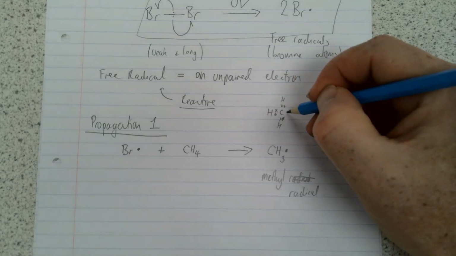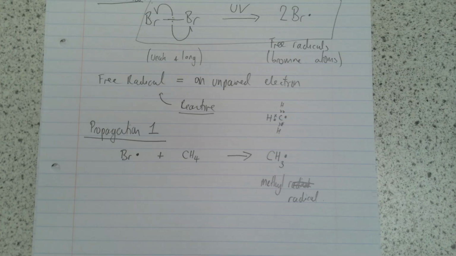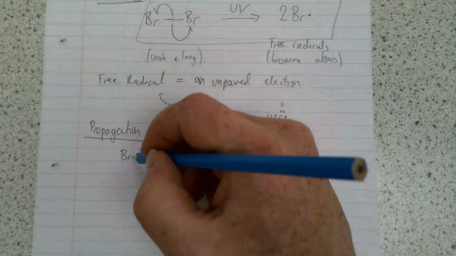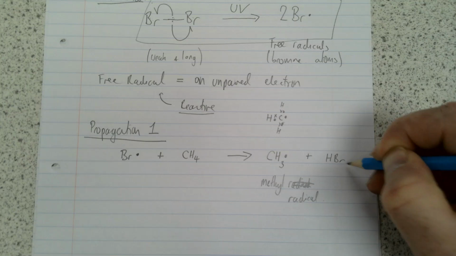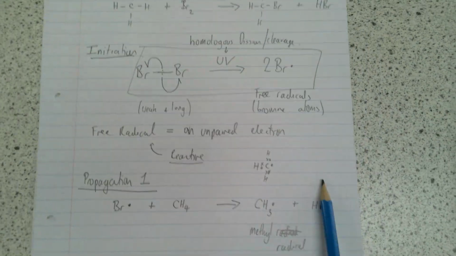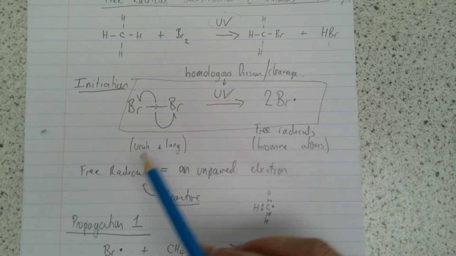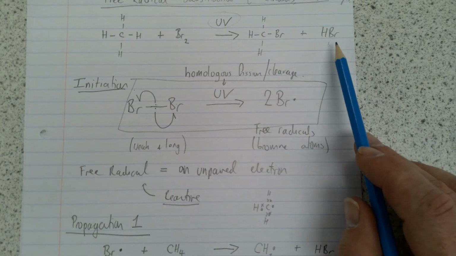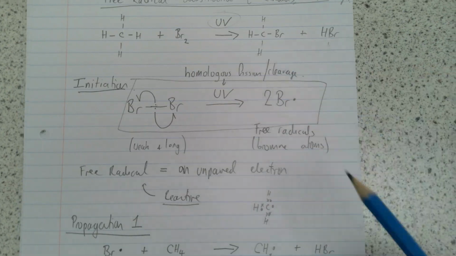But there's an electron there that hasn't now paired up to make a bond. That electron has gone with the hydrogen, and the hydrogen has paired up with the bromine to make an HBr molecule. And notice that's one of the products we end up getting in our overall reaction. So we've now, in propagation 1, made one of the two products that we get in the overall reaction. And in propagation 2, of course, we're going to make the other product.